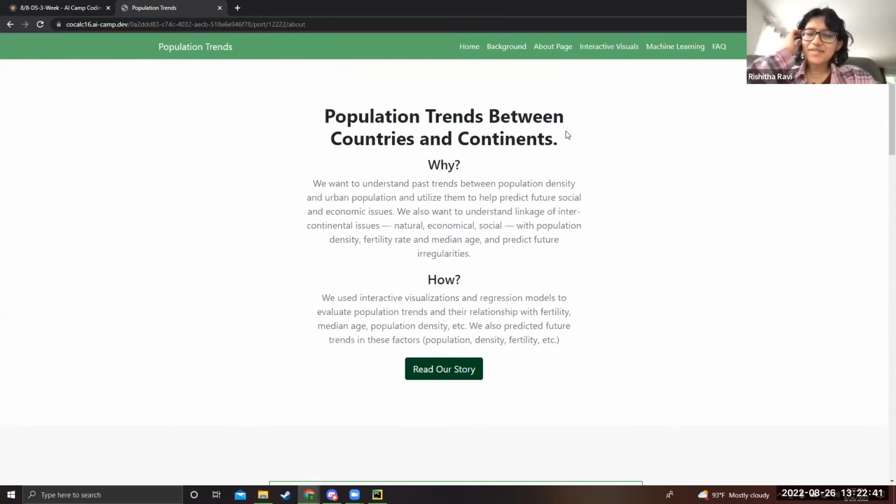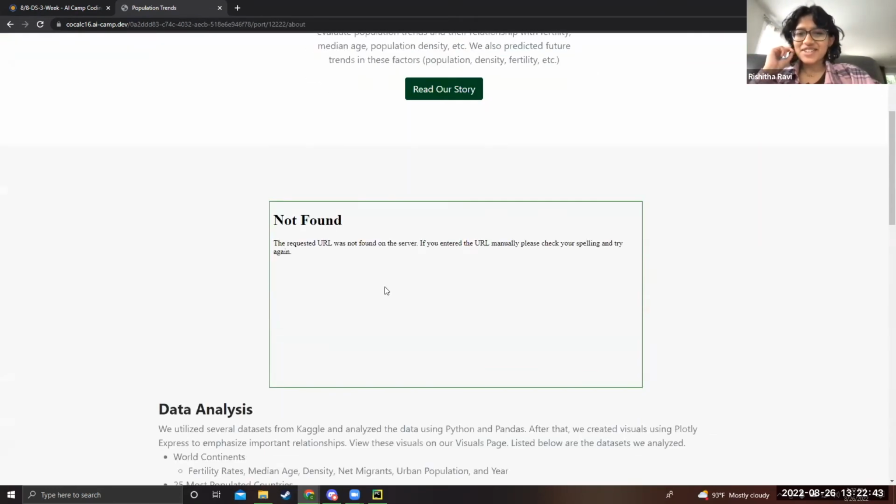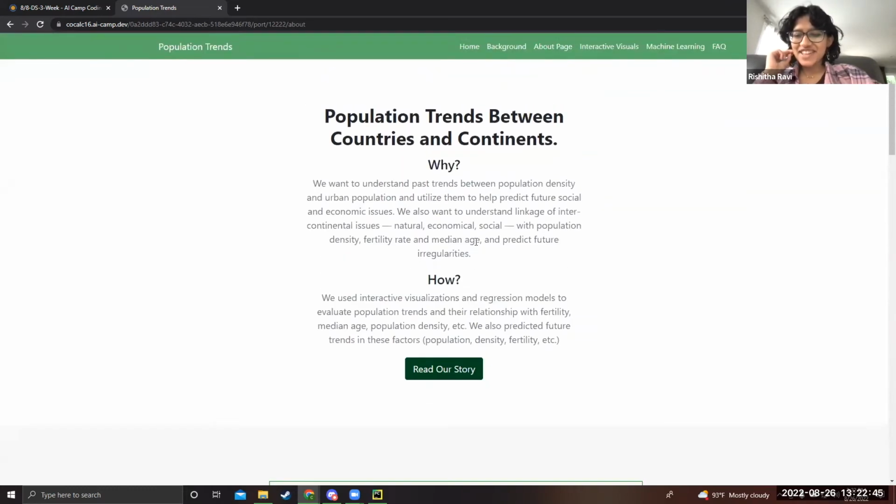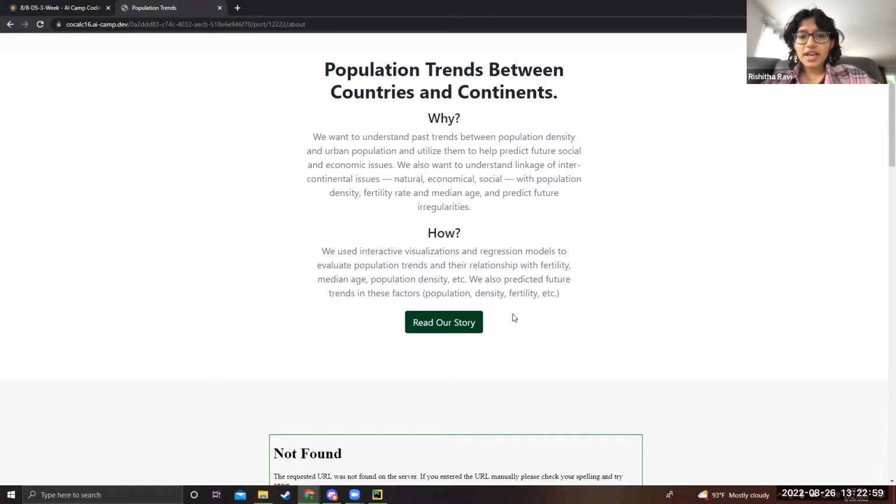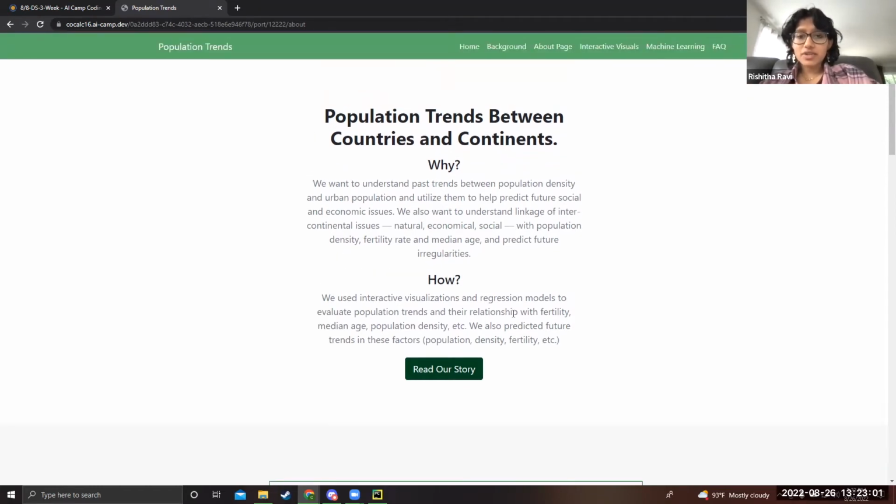Alright, it looks like some of our images on this page are not currently working, so I apologize in advance for that, but I'll just go through the other material that we have on the page. The purpose of the About page was simply to better express our reasoning behind this project and how we achieved this project. You can see that on the top of the page, we described why and how we achieved this project and why we chose this project.